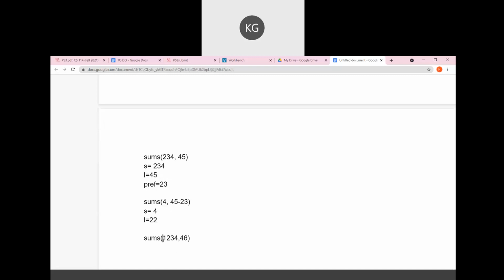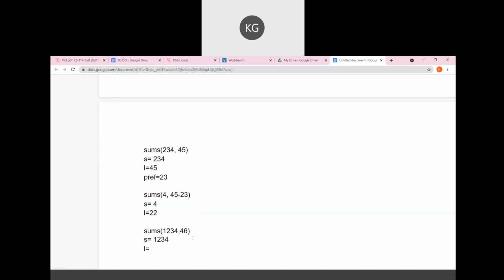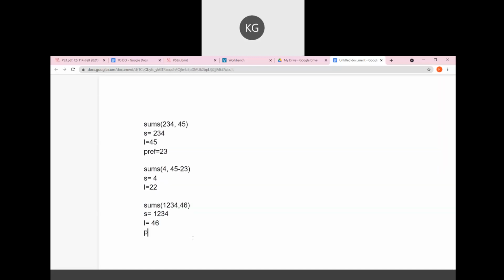So now that we're back to the 1, 2, 3, 4, we're going to go back to 46. And then we're going to have our new S is 1, 2, 3, 4 again, and L is 46. And our new prefix is going to be what?